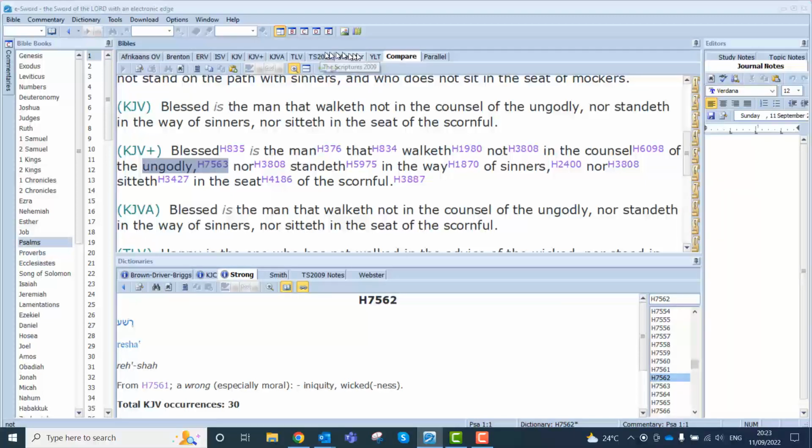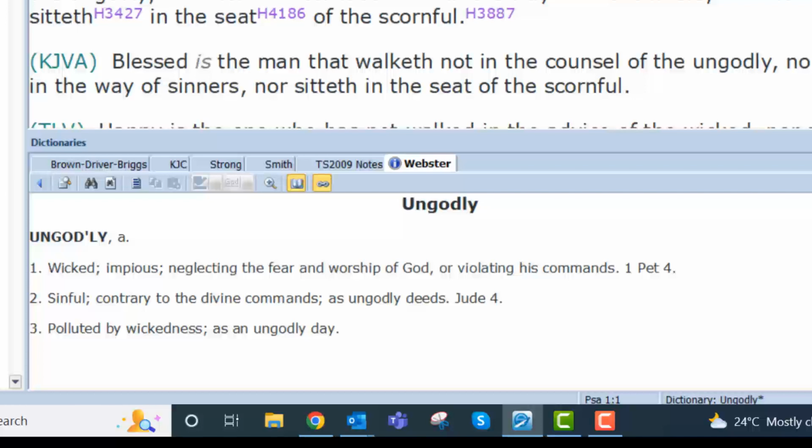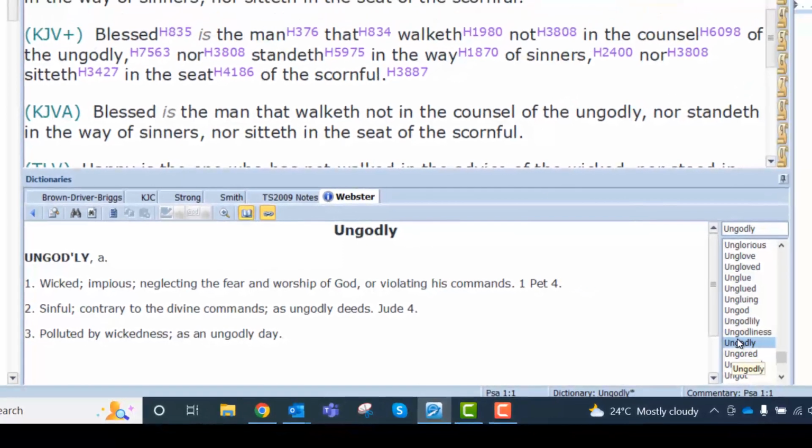besides all the translations that you are downloading over here, you also need to download your dictionaries. So again, I have the Webster's Dictionary. All right, so then you go to Webster's and you look for that same word, ungodly, and it will tell you wicked, neglecting the fear and worship of God, or violating his commandments. Look at this. This is why I love the Webster.